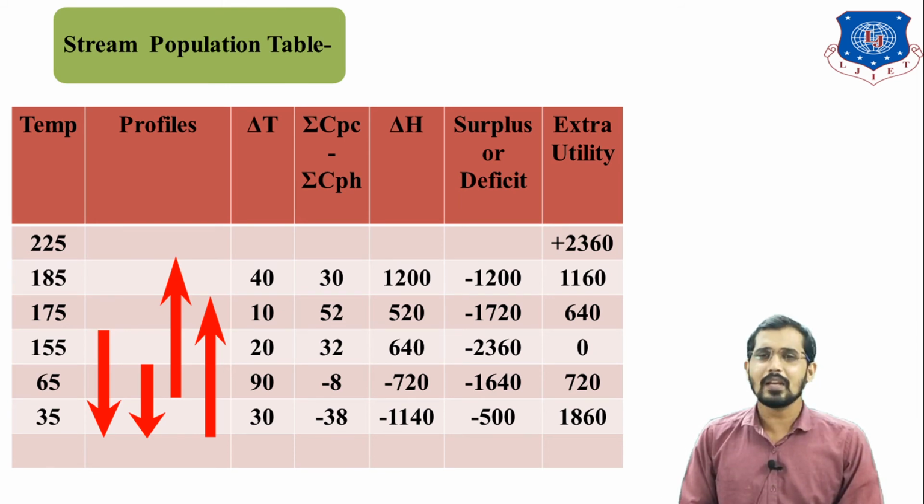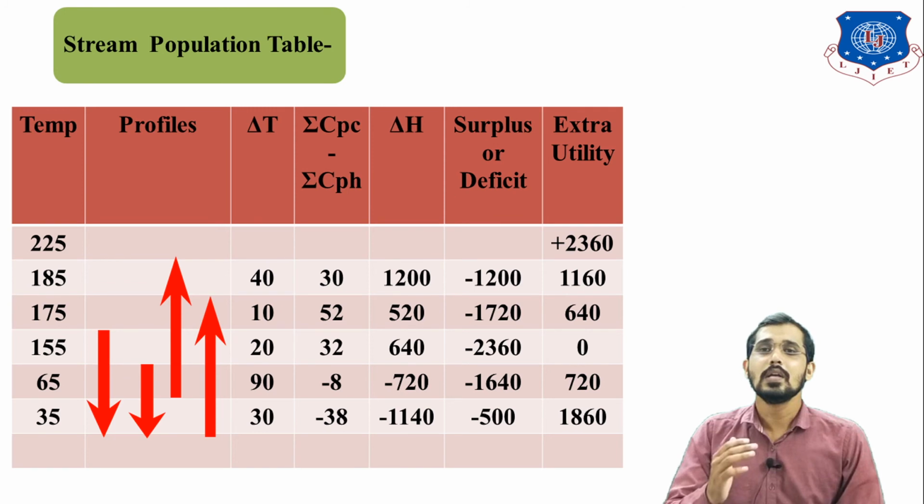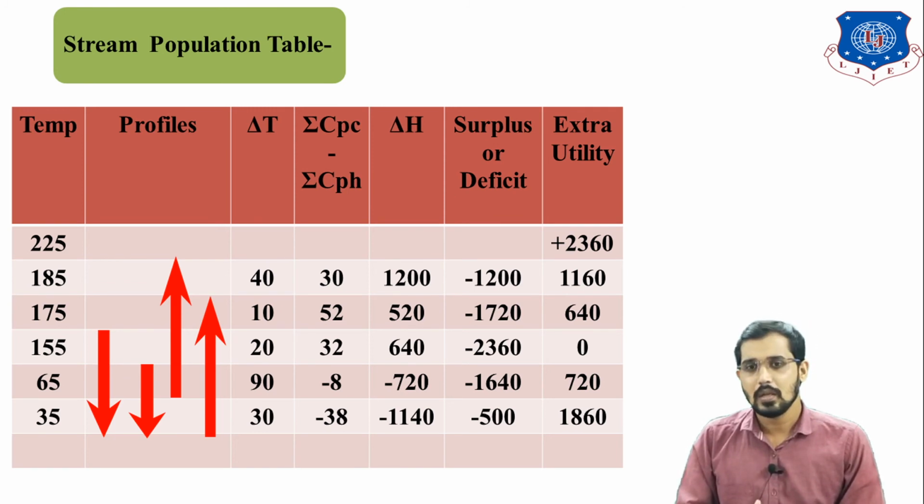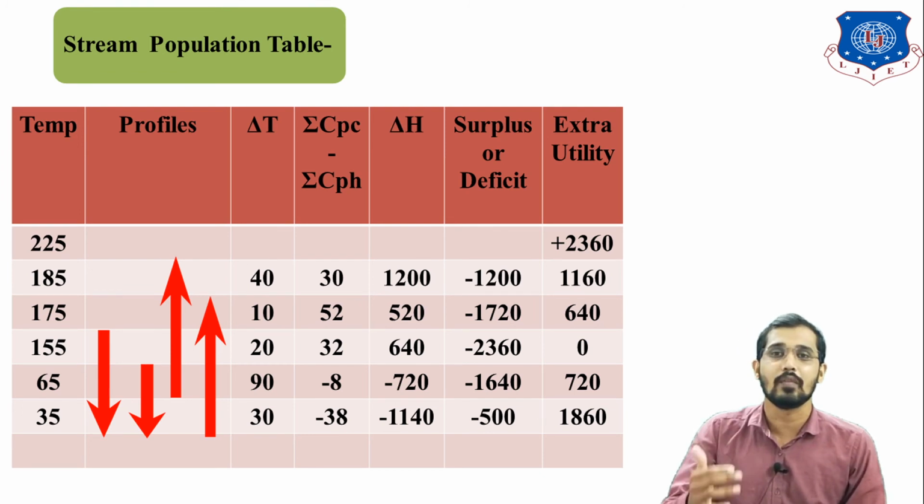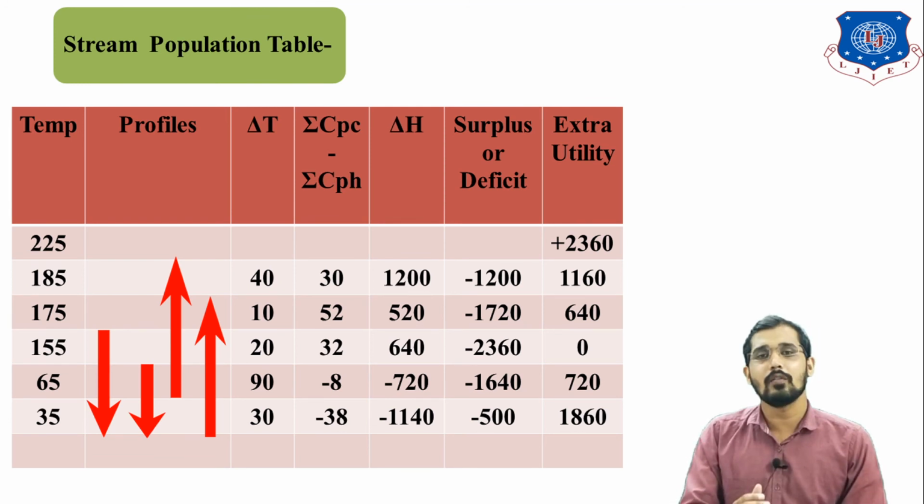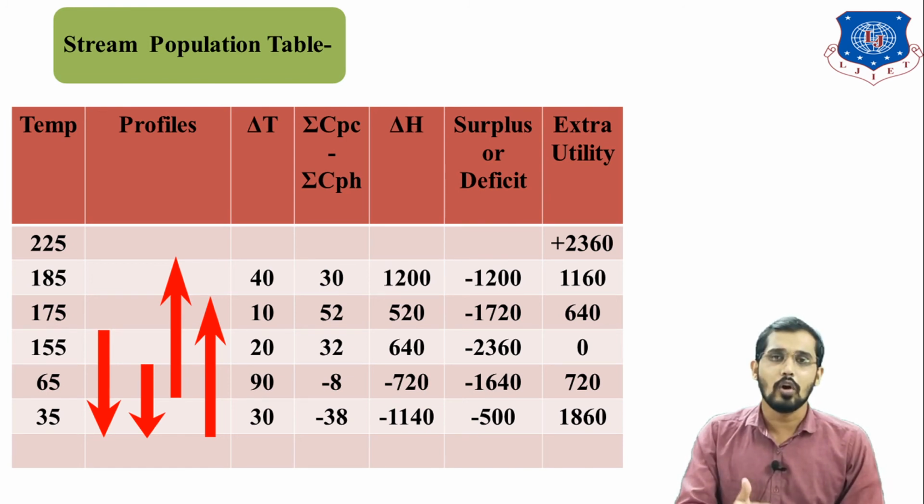After that, we have to find the surplus and deficit. As I told you in the previous slide as well, this is the next step of the pinch design or temperature interval method. So here you have to find the surplus or deficit value from the delta H enthalpies. That value is minus 2360. Whatever the most negative value is, you have to mention that value in the next column, that is, the extra utility requirement. And I told you the extra utility requirement is nothing but the minimum heat utility requirement. That's why we considered the most negative value from the surplus or deficit. That value you have to mention in the topmost section of the extra utility.